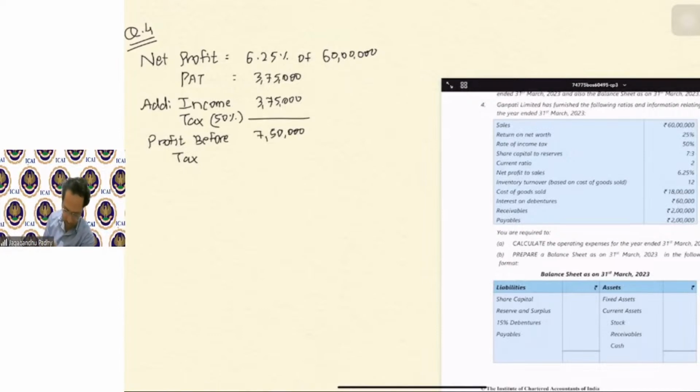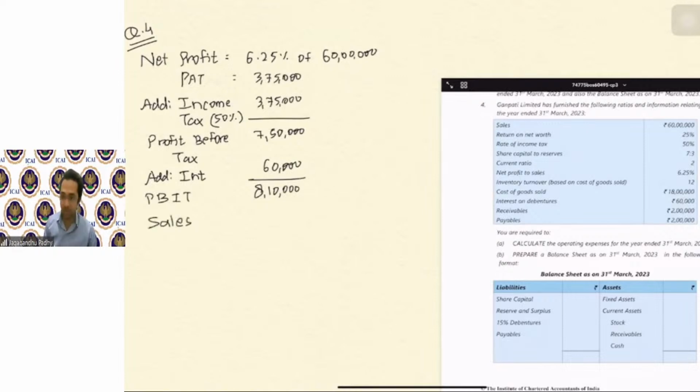Now we're just going backward. So we'll just add interest. Adding debenture interest, which is essentially 50,000. The number for debenture interest is already given. So just add it, 60,000. That will give us a number of 8 lakh 10,000, which is profit before interest and tax.